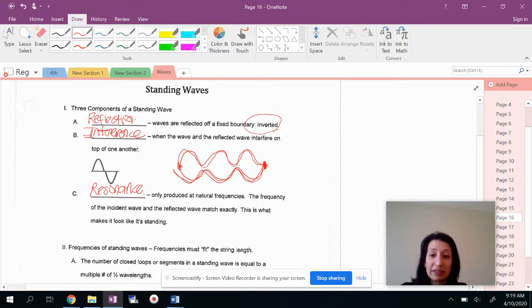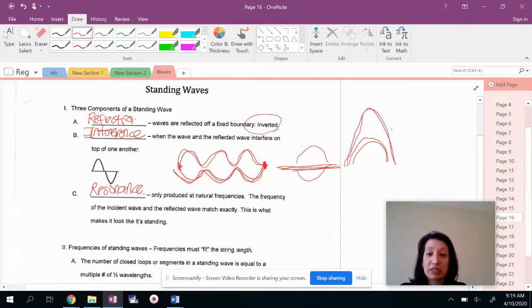Okay. Interference, we briefly talked about that in one of the videos. That means that when two waves are on top of each other, they either cancel each other out with destructive interference, or they kind of enhance each other by adding up the amplitudes. So this is constructive interference.